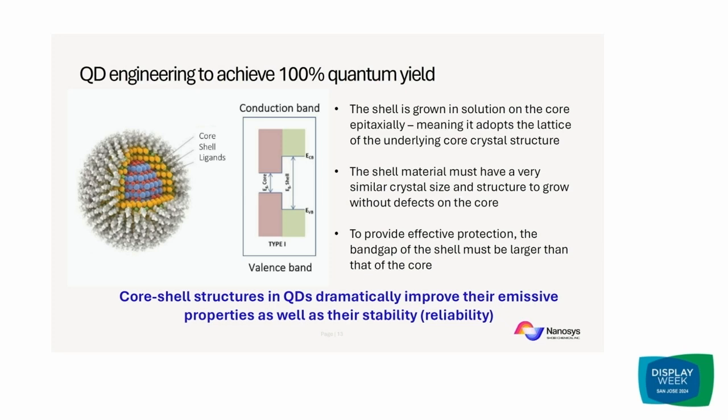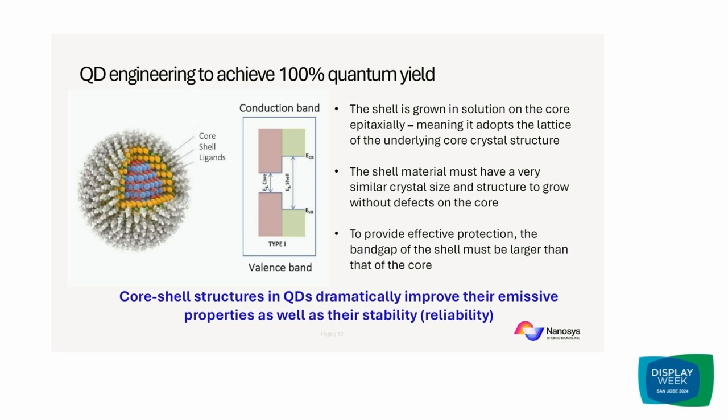The second is that when you grow that selected shell material, it needs to have a similar crystal size and crystal structure to be able to minimize internal defects. If you have any sort of point defects or missing bonds at that interface, you can lead to an electronic defect in your system, which can decrease the emission, the quantum yield of the system. You can essentially create a non-radiative state that your excited state can pass through.